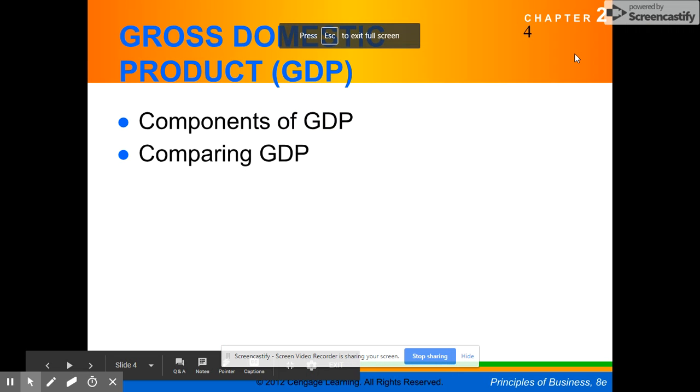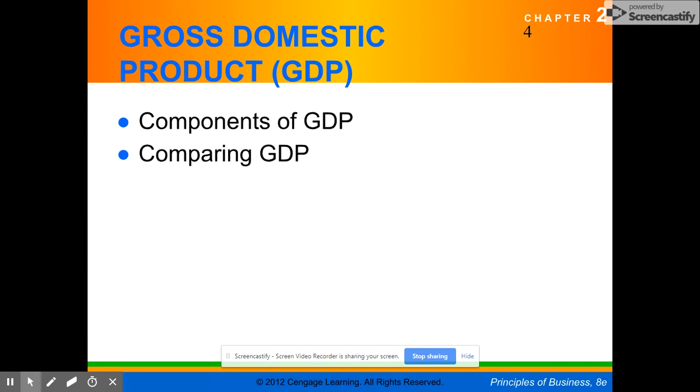Hey guys, today we are going to be starting chapter 2 and we're going to be talking about section 2.1 here. And in this section, we talk about measuring economic activity. And there are multiple ways that countries can measure their economic activity. And we're going to talk about a few of those today.